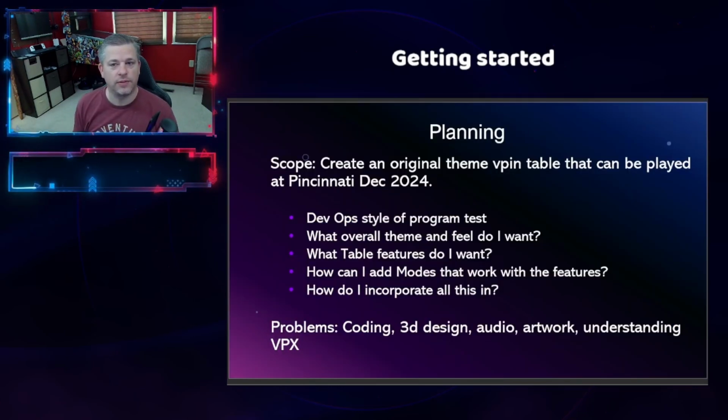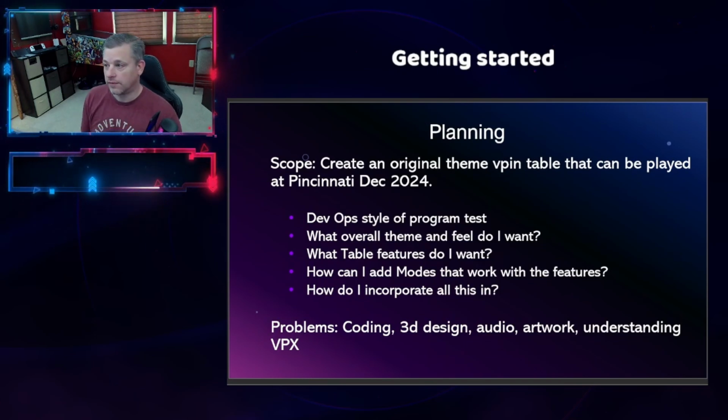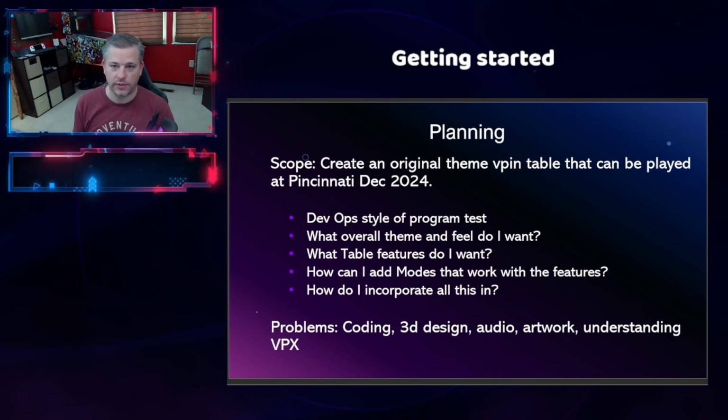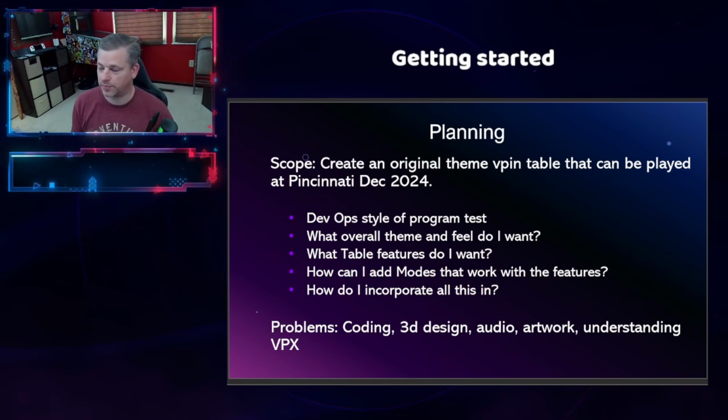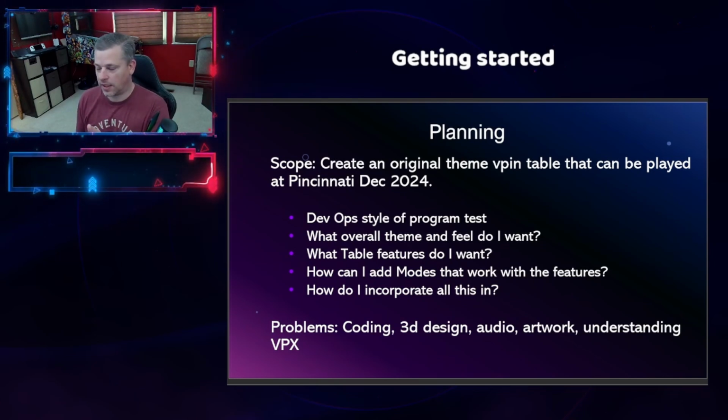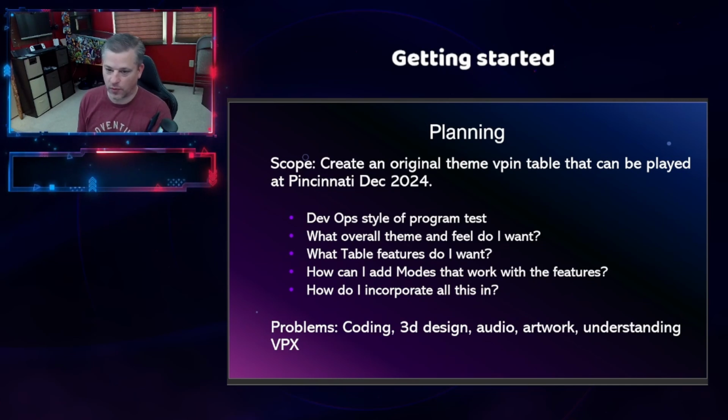In the planning phase, you need to identify a clear and obtainable goal. For me, this is to create an original themed Vpin table that can be played at Cincinnati 2024. Then you need to decide how you're going to take on this project and what approach you'll be following throughout the development phases. For me, I'm going to have what's called the DevOps style of programming and testing. So I'm going to design the table, program for it, and then test that capability, and then go back and forth until it works. Once you have that down, you need to ask yourself a series of questions that will help to define the scope of the project, create an outline, and catch problems before the development even begins.